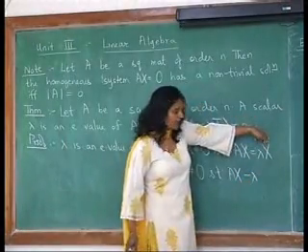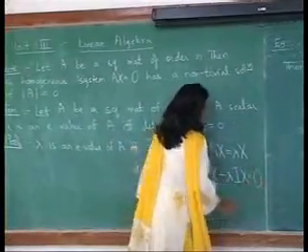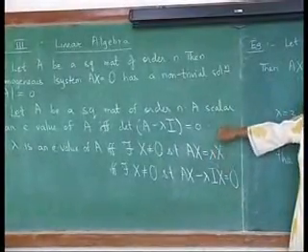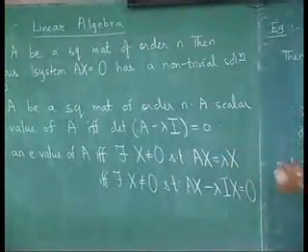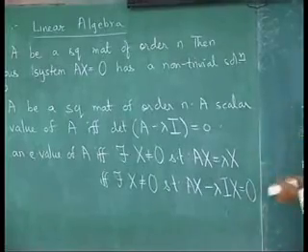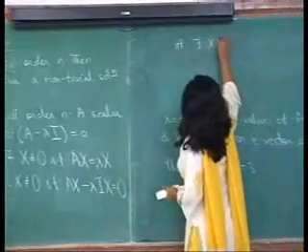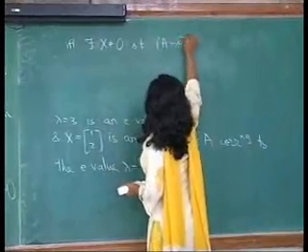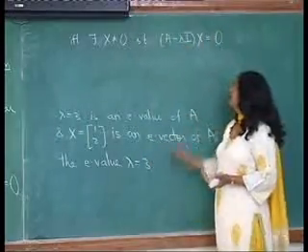Now in place of this x, I can write identity times x, because identity matrix into any matrix is the same matrix. Let me simplify this further. So this will happen if and only if there exists a non-zero vector x such that A minus lambda I times x is equal to capital O.